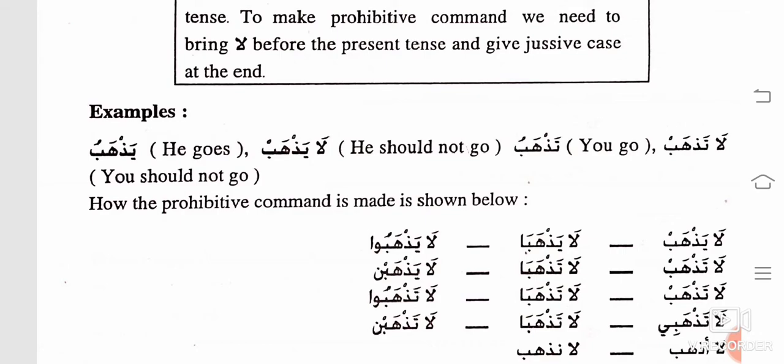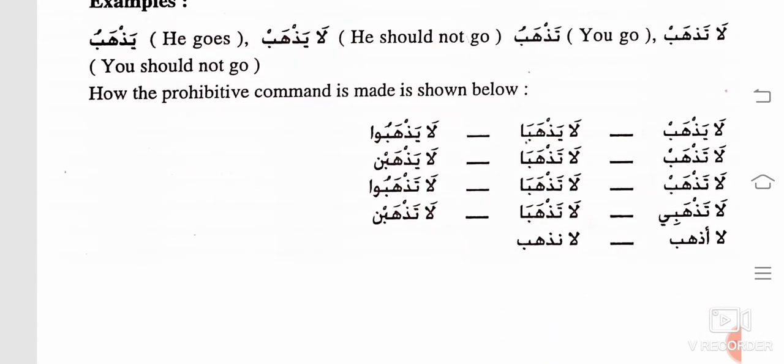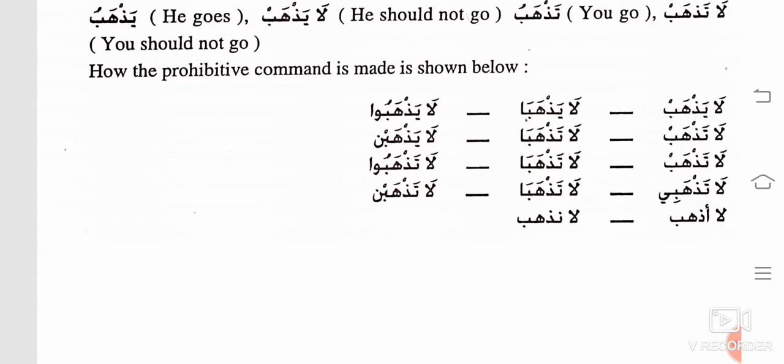So how the prohibitive command is made is shown below. لا يذهب, لا يذهبا, لا يذهبوا, لا تذهب, لا تذهبا, لا يذهبنا, لا تذهب, لا تذهبا, لا تذهبوا, لا تذهبي, لا تذهبا, لا تذهبنا, لا أذهب, لا نذهب.